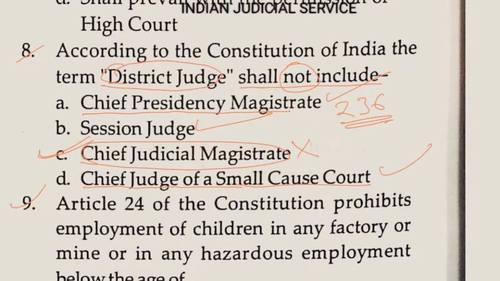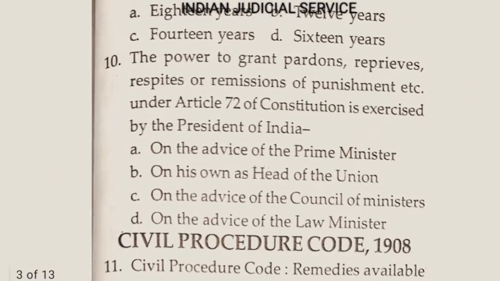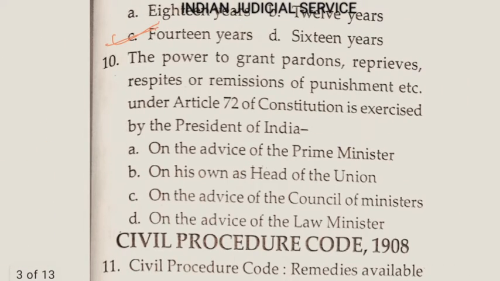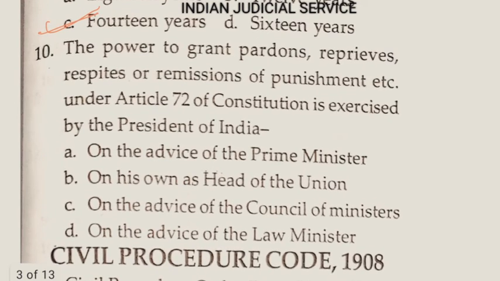Now question number 9. Article 24 of the Constitution prohibits the employment of children in any factory or mine or any hazardous employment below the age of 14 years. So the answer is here option C.